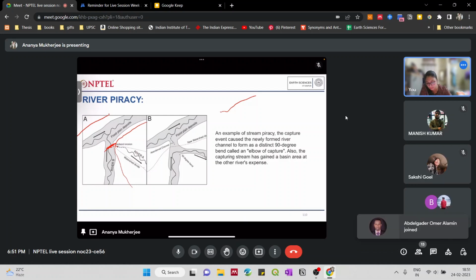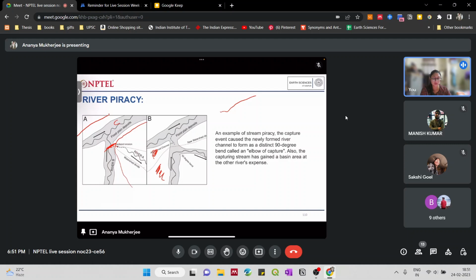Say, suppose this is your river C. Because of this river capture, now the river A has also taken up this part of the drainage basin, or the catchment area, which was first present in this basin. So this is an example of river piracy, and you can see that there is a 90-degree bend. Suddenly your drainage pattern has also changed over here.